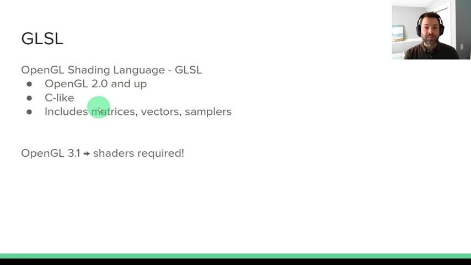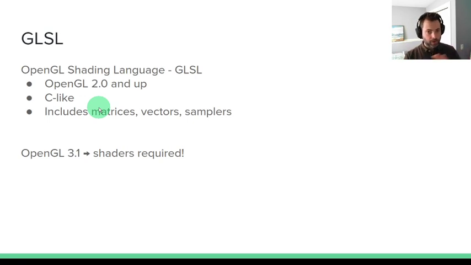Anyway, so you get matrices, which are 2D arrays basically. You have vectors, which are 1D arrays. Samplers is something we'll talk about a little bit later. Those are basic ways of representing textures. So we're going to define vertices, we'll define fragments, and then our textures that we're going to slap onto polygons will be basically in samplers.